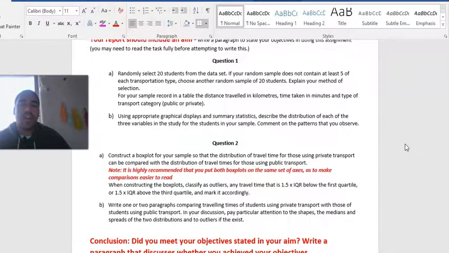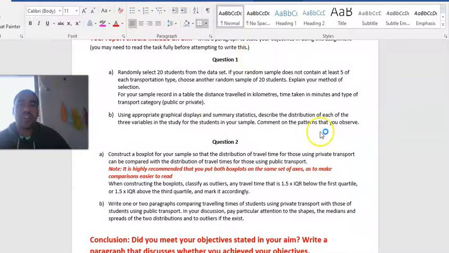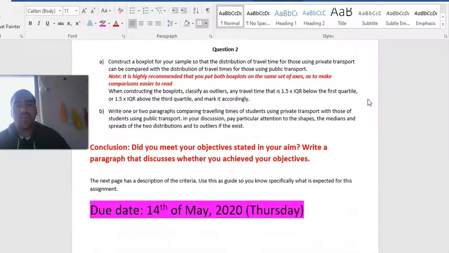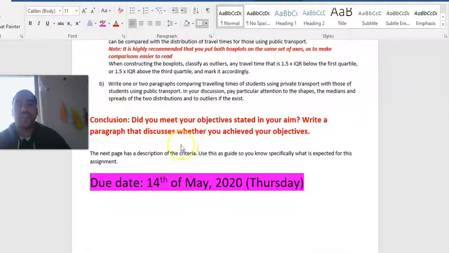The actual question parts are broken up into 2 questions, question 1 and question 2. You'll go ahead and have a read of these questions, what's expected for you to do. And then once you've read the questions and answered them, you will need a conclusion. The conclusion looks at whether the objectives you stated in the aim have been met, and you're going to write a paragraph that discusses whether you achieved your objectives. Obviously you would have written a pretty clear aim after reading what's expected, and answered the questions, so yes, you would have achieved your objectives.